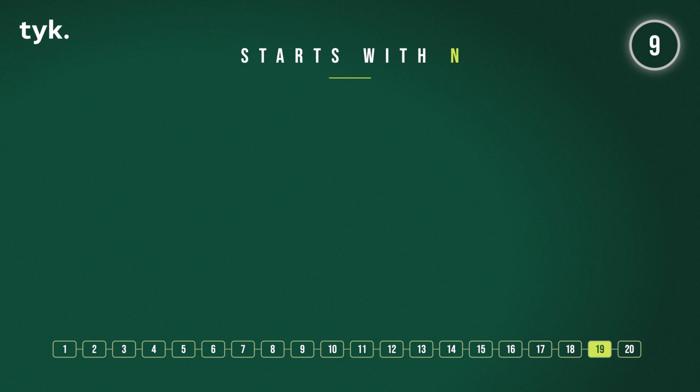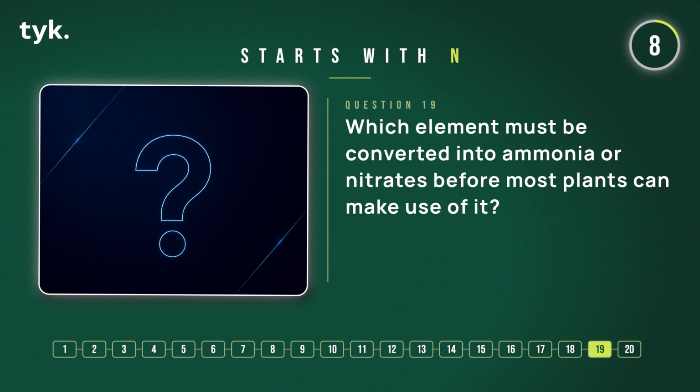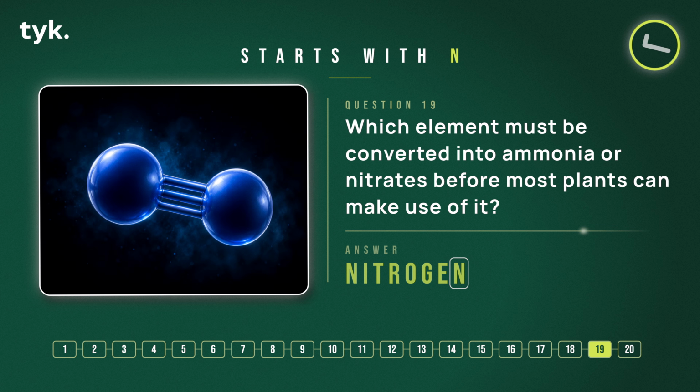Question 19. Which element must be converted into ammonia or nitrates before most plants can make use of it? The answer is nitrogen. In fact, when lightning strikes, it naturally converts atmospheric nitrogen into compounds that plants can absorb.